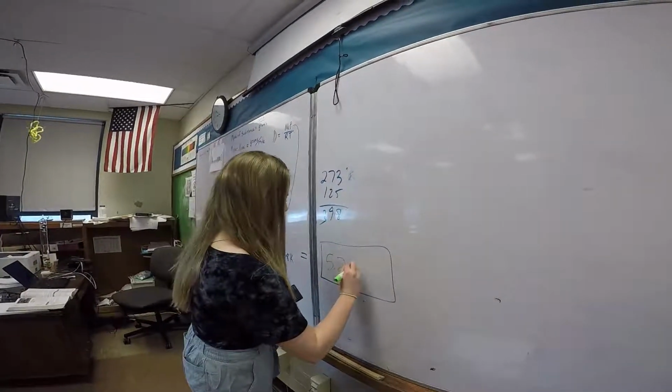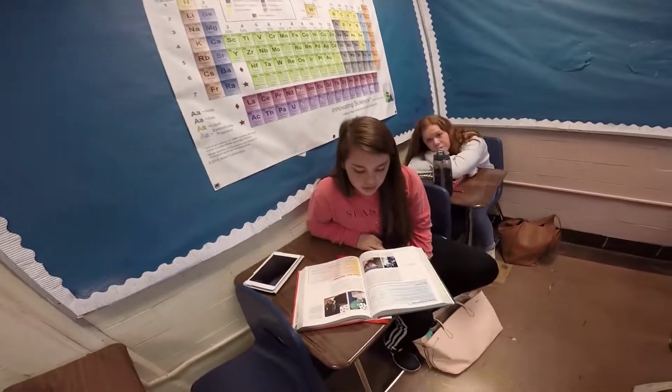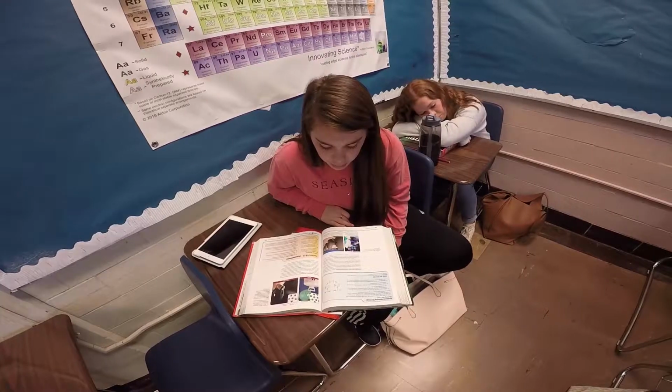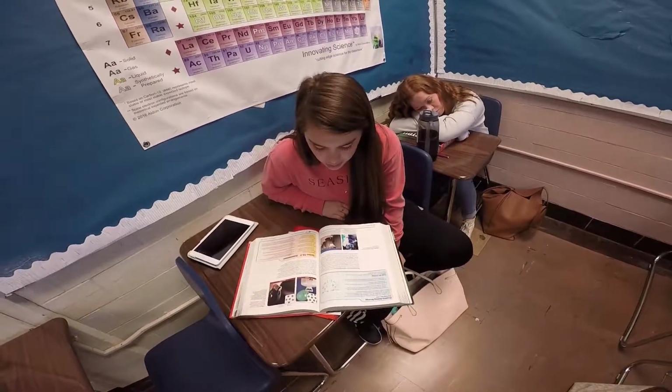G over L? G over L is correct. Boom! Good job. High pressures and low temperatures. The nitrogen gas in the tank shown in figure 13.8 behaves as a real gas. Lowering the temperature of nitrogen gas results in less kinetic energy.